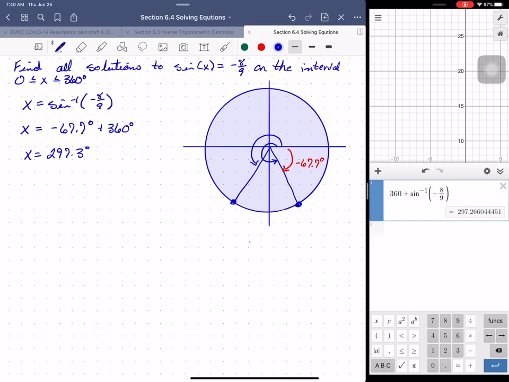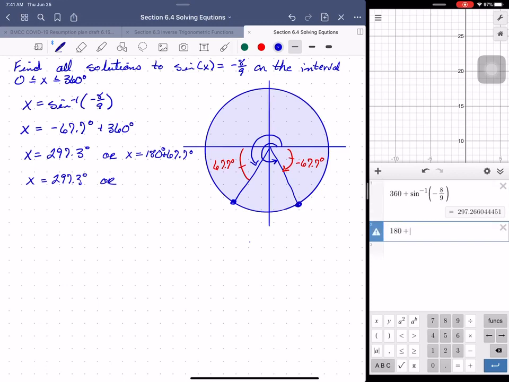How do I get the smaller one? Well, remember that in absolute value, this angle is equal to this angle, which means this is 67.7 degrees. So I can get to the other solution by adding 67.7 degrees to 180 degrees. So my solutions are going to be 297.3 degrees or 247.7 degrees. So the key here is you have to always be aware of the region over which you are searching for your solutions.